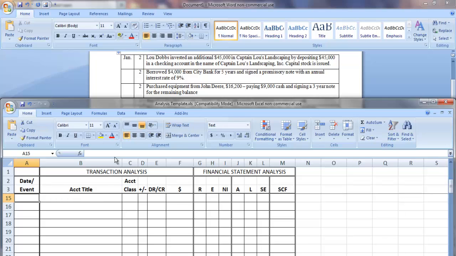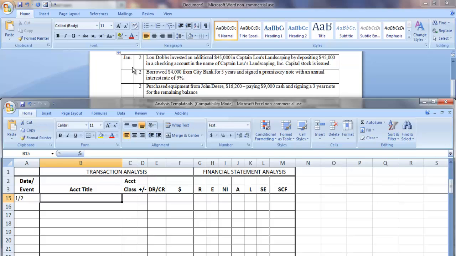So if we look at the first transaction here, it says January 2nd, Lou Dobbs invested an additional $45,000 in Captain Lou's Landscaping by depositing $45,000 in a checking account in the name of Captain Lou's Landscaping, Inc. Capital stock is issued. So Lou Dobbs is getting his business started here. He's investing $45,000. One thing we want to keep in mind is that we're looking at this transaction from the point of view of the business, not the individual owner or investor. So for this first transaction, we're going to date it January 2nd.